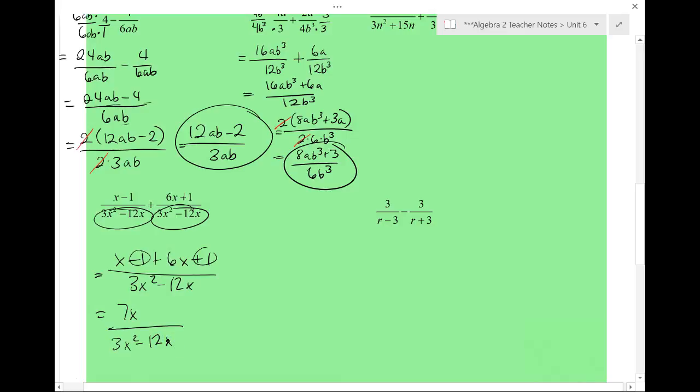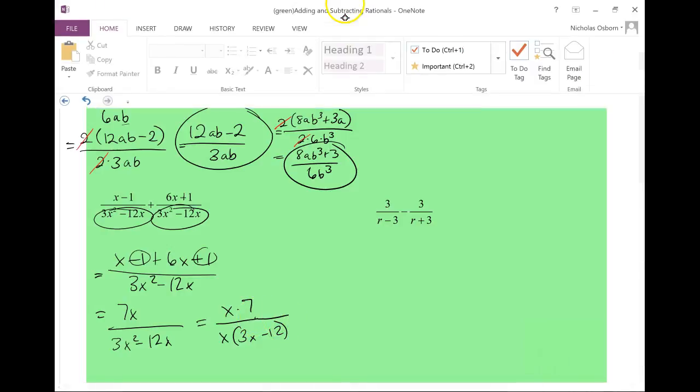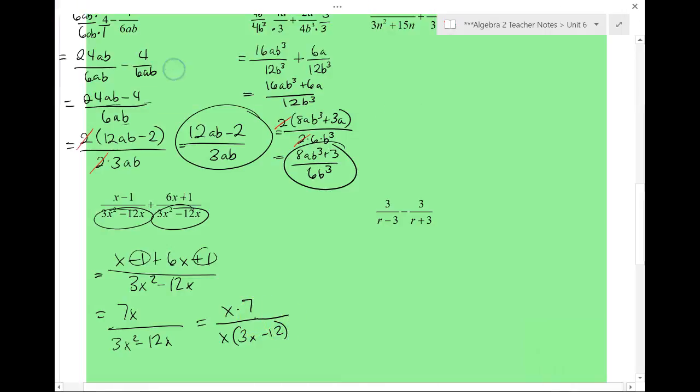And now what I want to do is factor out a GCF among all the terms. Okay, so find a GCF or common factor between all three. And the only one I can find is x. So I have x times 7. And then if I take an x out from the bottom, I'm left with 3x minus 12. And then all I can cancel out is just that 1x on the top and the bottom. And then I'm left with 7 over 3x minus 12.